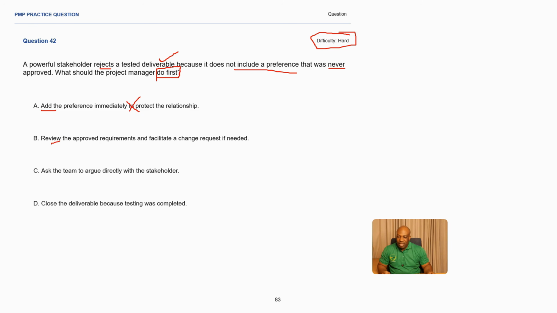B, review the approved requirements and facilitate a change request if needed. I like this one. Let's see. C, ask the team to argue directly with the stakeholder. Don't create friction in a project environment. This is one of the responsibilities of a project manager, so they cannot start arguing with the stakeholder, making this one incorrect. D, close deliverables because testing was completed. You don't close deliverables before they are accepted by the customer.